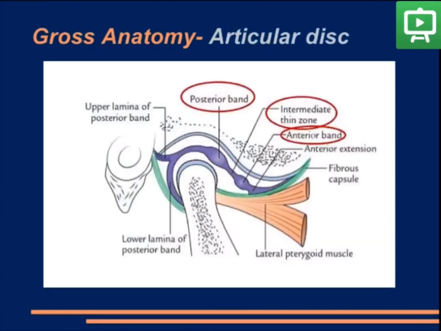Here we go: the posterior band, intermediate thin zone, and anterior band of the articular disc and its attachment to the fibrous capsule, appearing in green color.